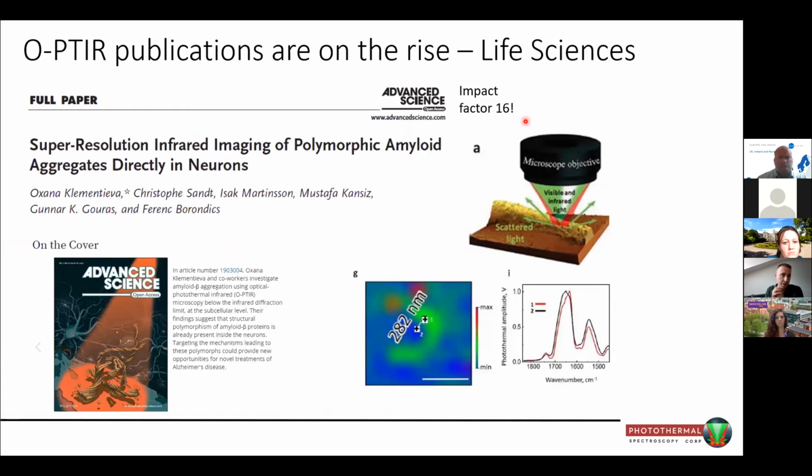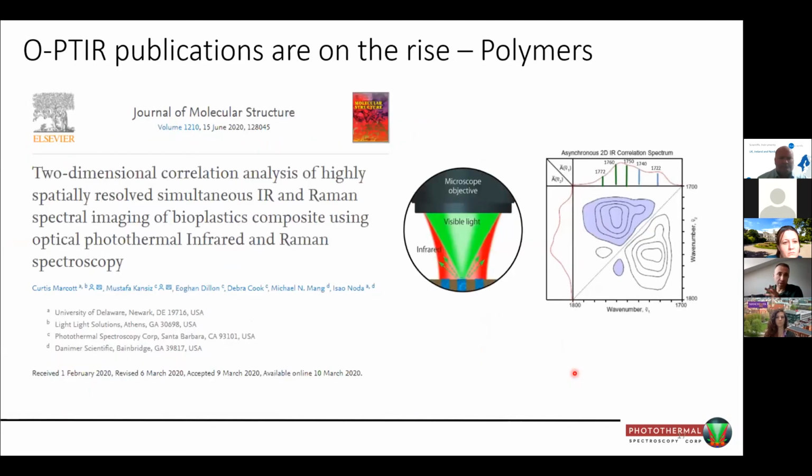I won't steal Oksana's thunder, but she had an early paper in a really high impact factor journal. And that's being cited like crazy at the moment. So I was lucky enough to play a small part in that. But she'll take you through how, even across very small spatial resolution points, we were able to see differences in protein secondary structures.